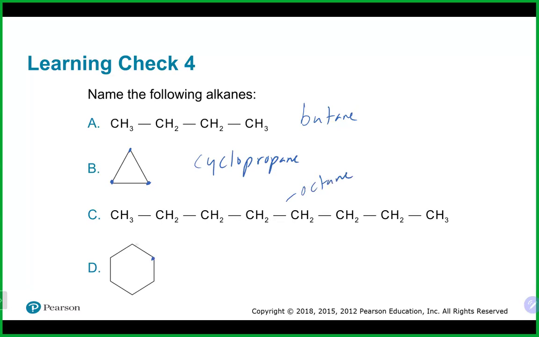And this has 1, 2, 3, 4, 5, and 6. And that's going to be cyclohexane in this case. Questions on that there?